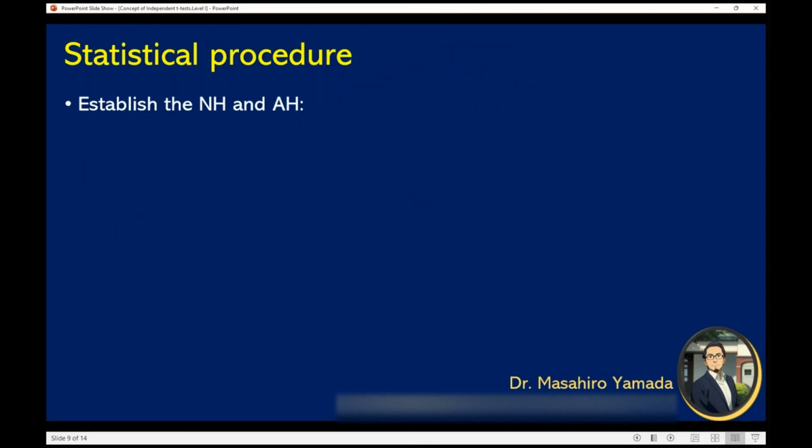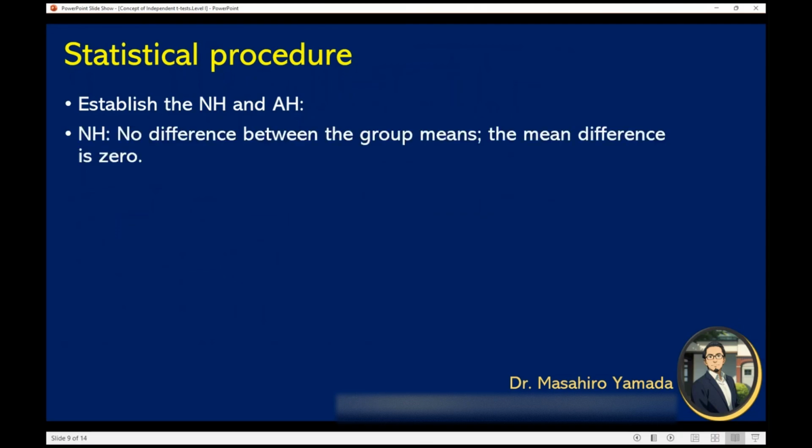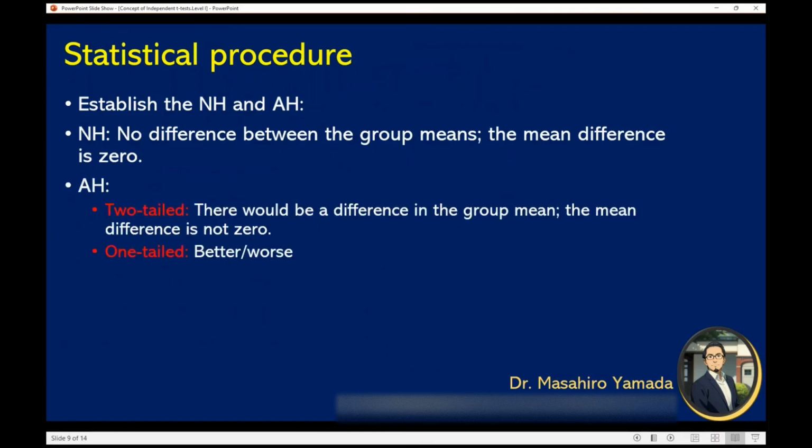For the statistical procedure of the independent t-test, first you have to establish the null hypothesis and the alternative hypothesis. The null hypothesis predicts there is no difference. Therefore, the mean difference between groups is zero. And the alternative hypothesis is basically your research hypothesis, and therefore you predict there is a difference.